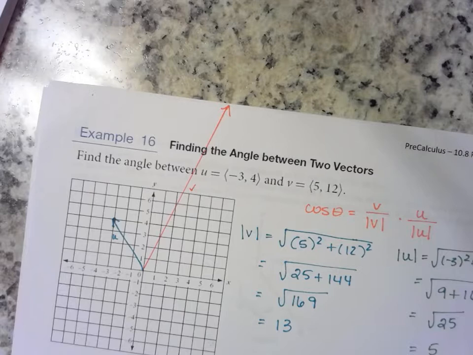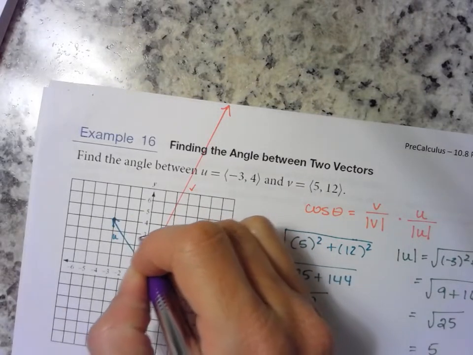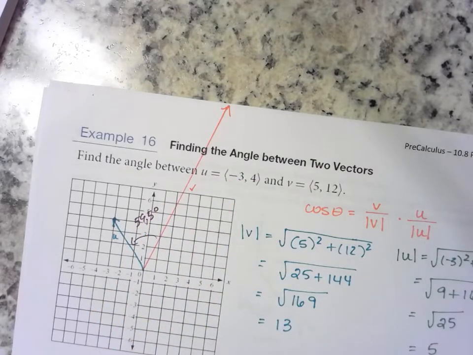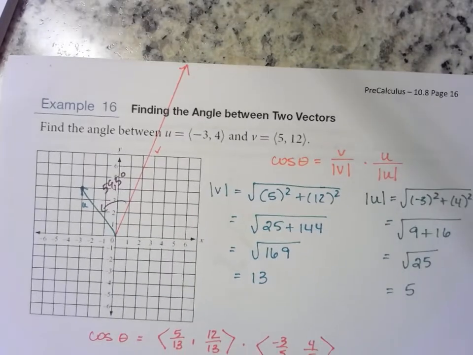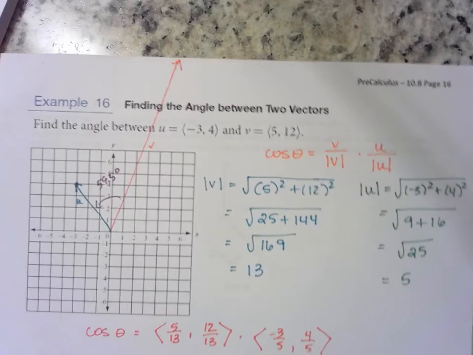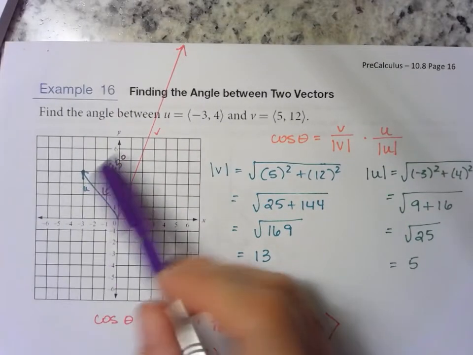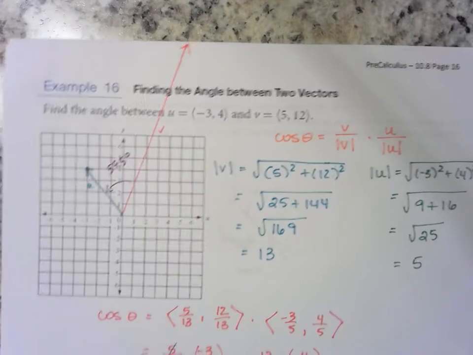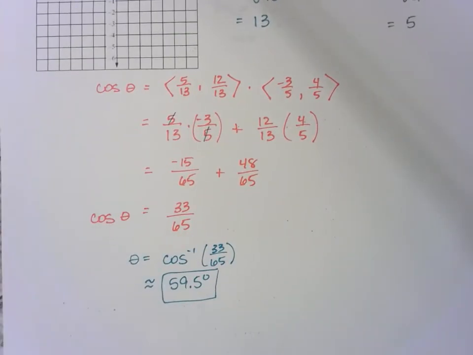We're saying that the angle between them, this angle right here, is 59.5 degrees. We just want to make sure that it seems reasonable. And if you know what a 45-degree angle looks like, then you would know that this one needs to be just a tad bit bigger. And it is. That's a pretty reasonable representation of that angle. So the angle between the two vectors is 59.5 degrees.